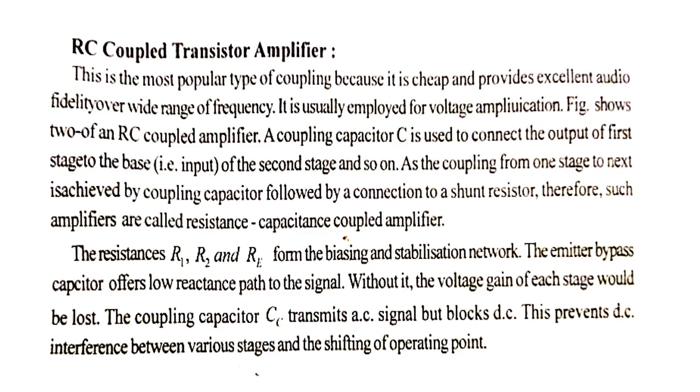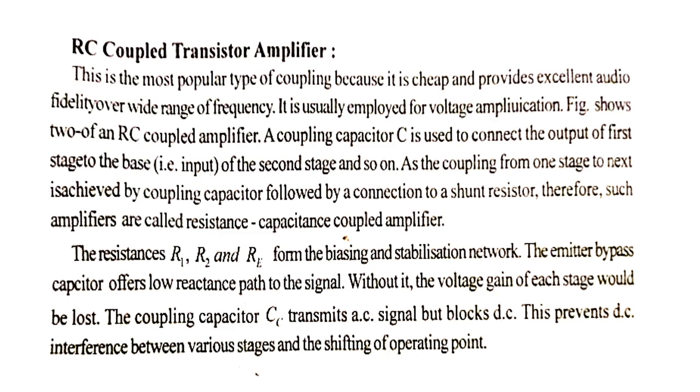Now the figure shows an RC coupled amplifier. A coupling capacitor C is used to connect the output of the first stage to the base, that is the input of the second stage, and so on. As the coupling from one stage to the next is achieved by a coupling capacitor followed by a connection to a shunt resistor, such an amplifier is called a resistor capacitor coupled amplifier.